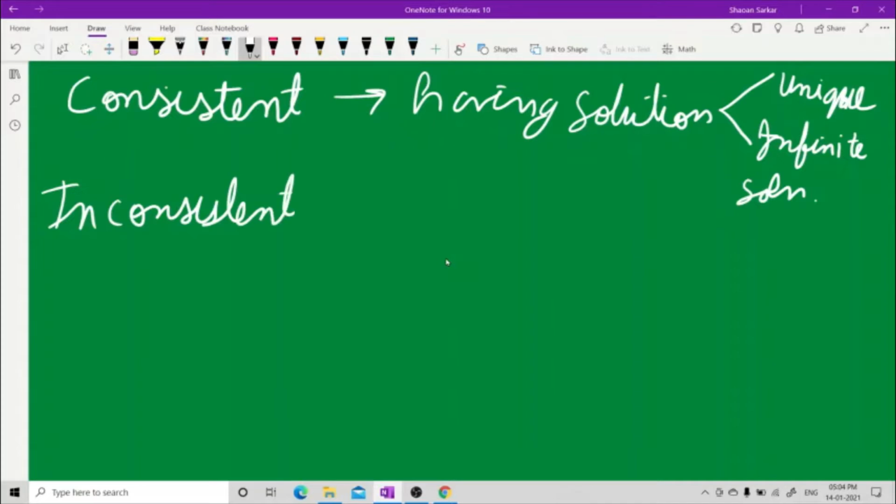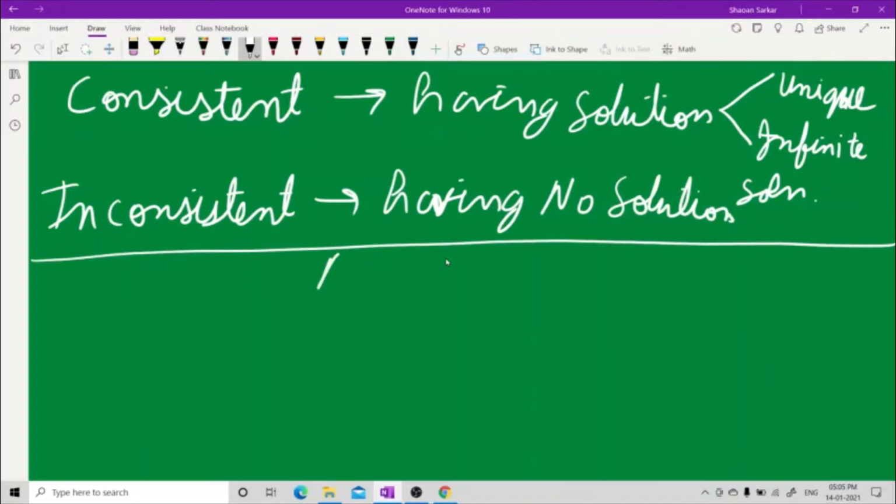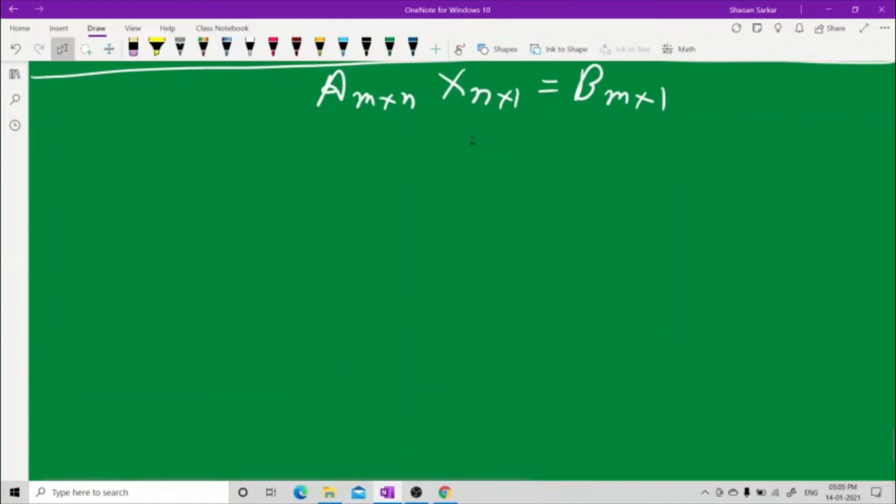Inconsistent means having no solution. This part I need to discuss. Now let us come to our A m cross n, x n cross 1, and we get B m cross 1. Now see, let me take more space. I'll need a lot of space now. Let me draw the figure for you.